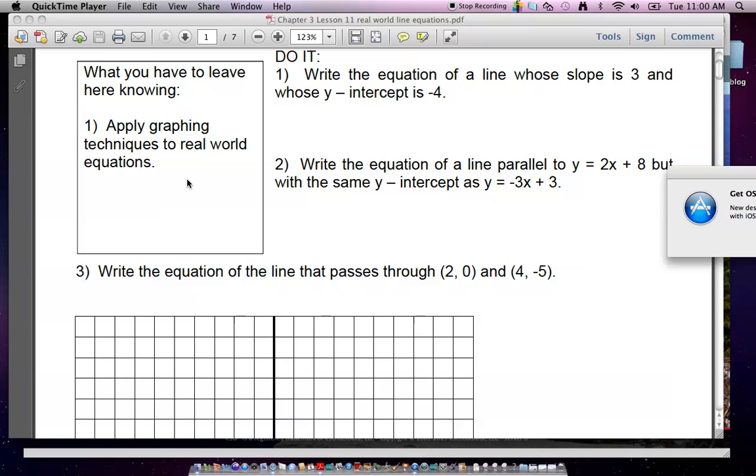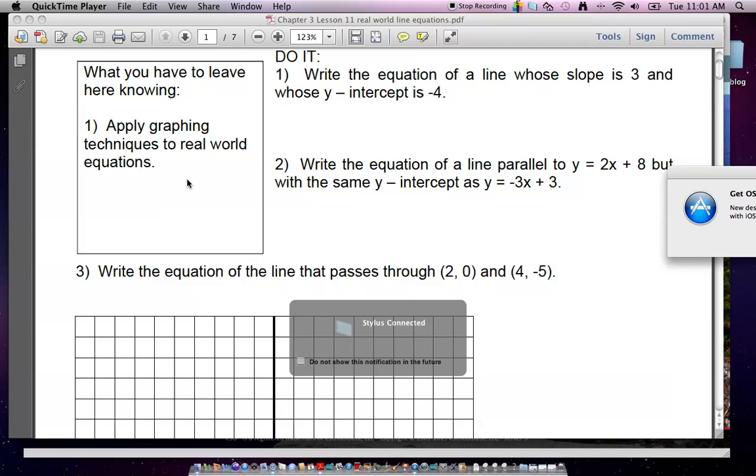Yesterday we did a do-it that was a lot like this, and we noticed that the first 6 words of all of these questions are the same. Write the equation of a line. Write the equation of a line. Write the equation of a line. The minute you read the words, write the equation of a line, what automatically pops into your head?